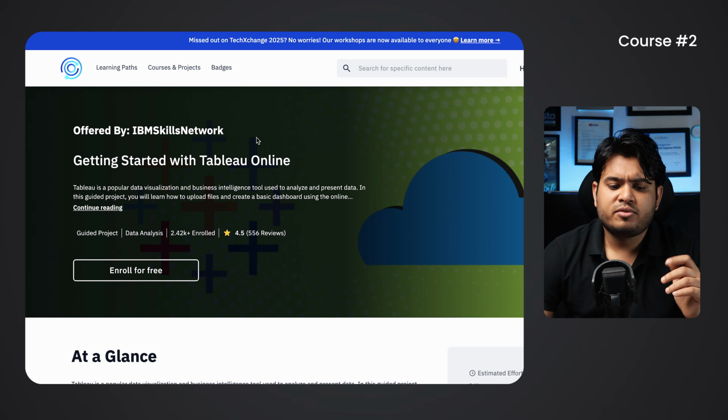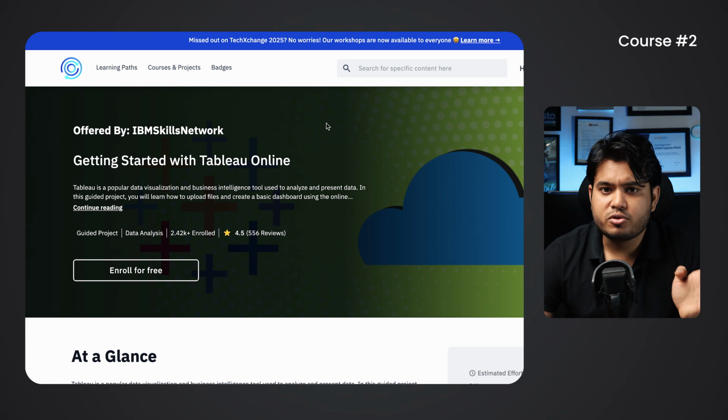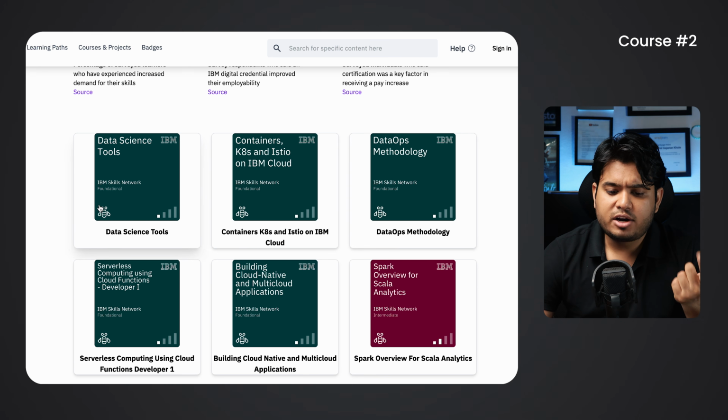Next course is from IBM. So IBM has cognitiveclass.ai as a platform where you will get different courses, plus you will get badges and the certificate. Okay, if I talk about the badges, you will get this kind of badges from cognitiveclass.ai, and plus you will get the certificate.